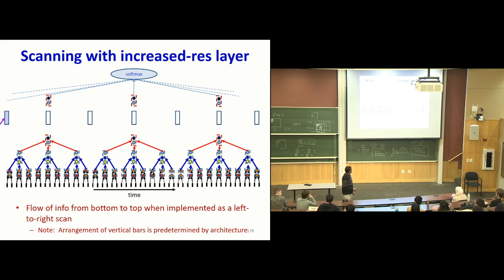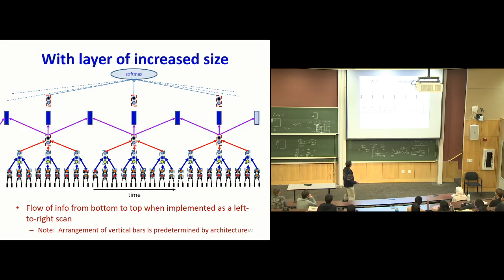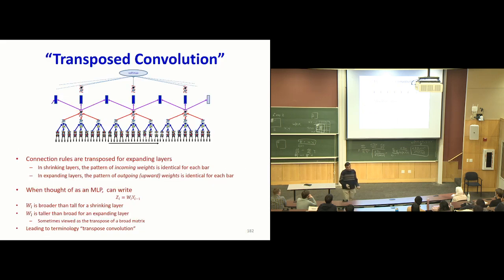So the weight matrix is going to be broader than it's wide. When I'm going the other way, the weight matrix is going to be wider than it's broad, right? So it looks like a transpose of a regular weights matrix. So for that reason, they actually like to call this a transposed convolution, although strictly speaking, that's not a very great terminology. But you see how the computation is being performed.